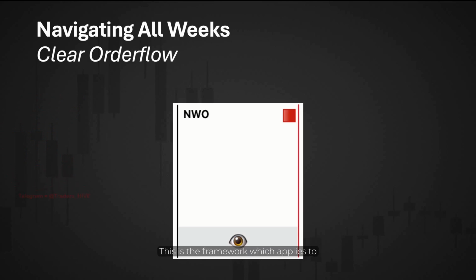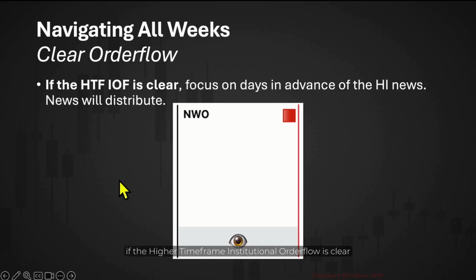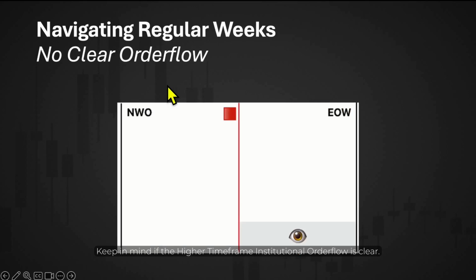This is the framework which applies to navigating all weeks, so both the regular high impact news weeks and the big three weeks. But keep in mind that this is only allowed when there is clear higher time frame institutional order flow. If the higher time frame institutional order flow is clear, focus on the days in advance of the high impact news. News will distribute. Keep in mind, if the higher time frame institutional order flow is clear.